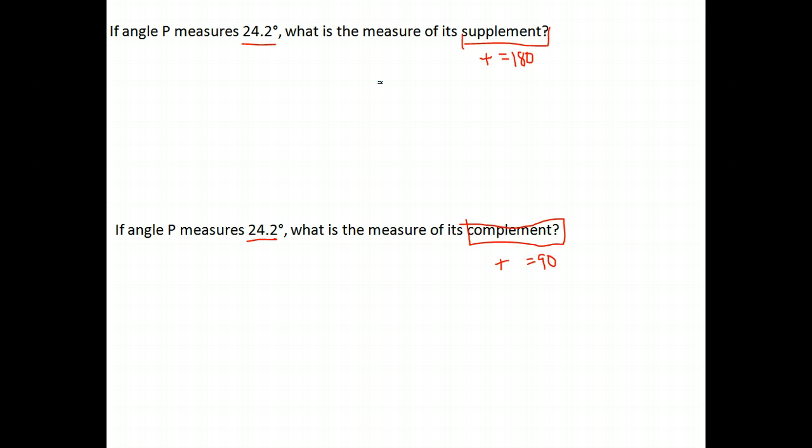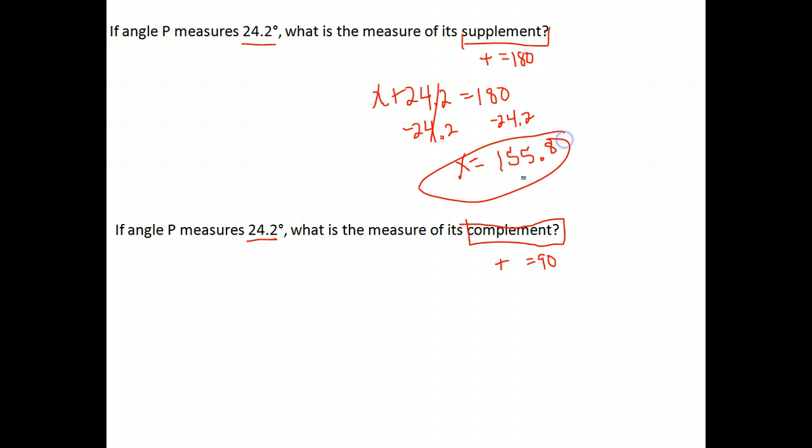So as we try to solve this problem, when we have a supplement, we're saying what do we have to add to 24.2 to get 180, and we are solving that. So we just take 180 minus 24.2 and we get 155.8 would be the supplement.